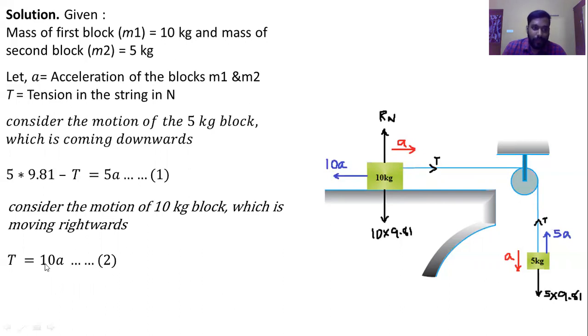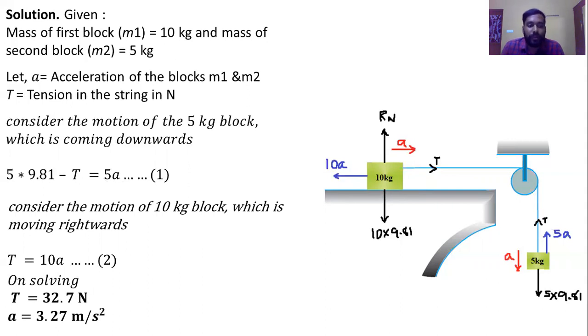So T equals 10A. So two equations, two unknowns. T and A are our unknowns. On solving, T equals 32.7 Newton and A equals 3.27 meter per second square. Okay, so very simple case.